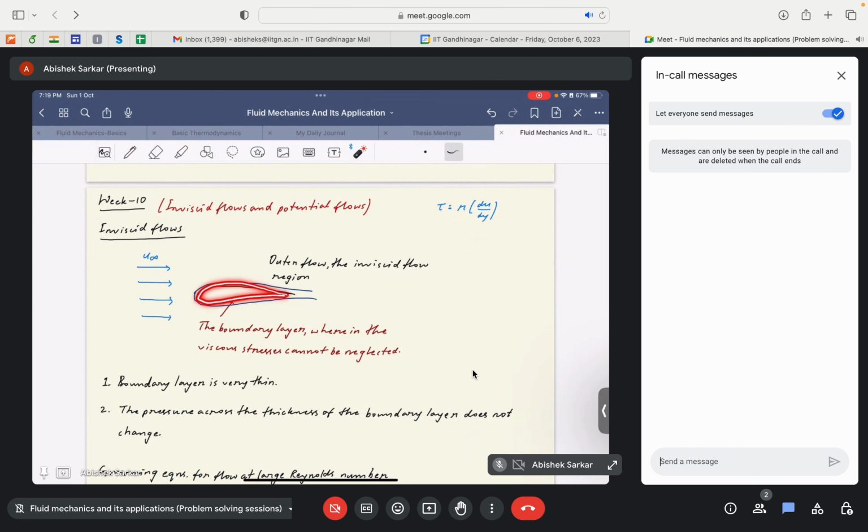Or in this case, upon this airfoil, right? So now as we can see, for the entirety of the flow field, the viscous effects are only limited to a very thin region, given that the Reynolds number is very high.